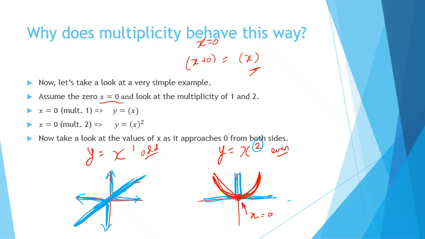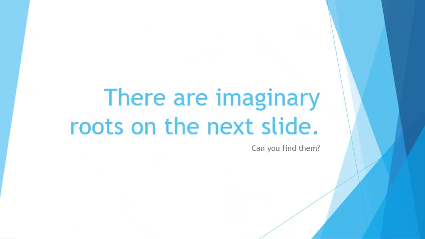So that's why the multiplicities behave this way. Of course, you won't ever have to sketch these graphs or show this, but you will need to know that if it is an even multiplicity, it will bounce off the x-axis at that 0.